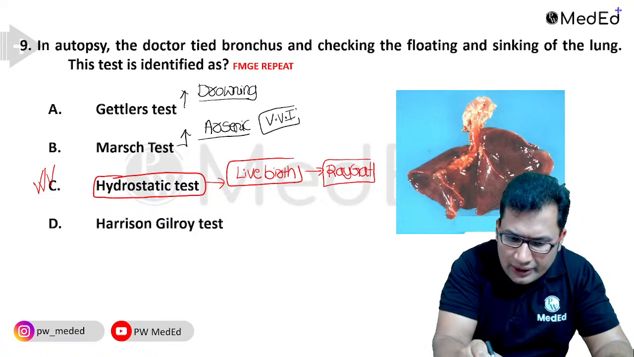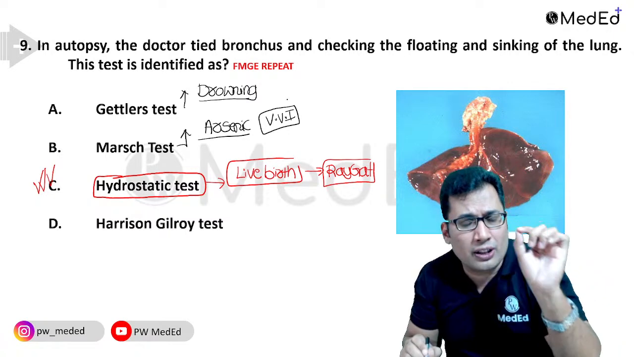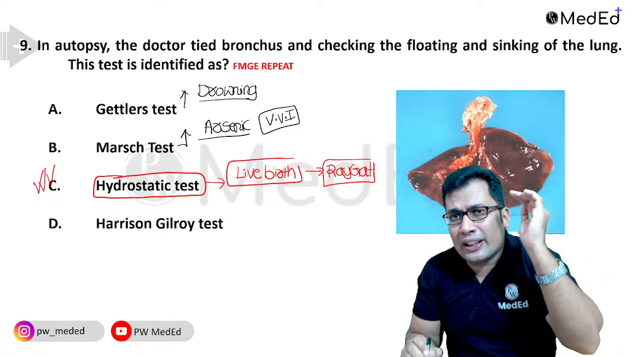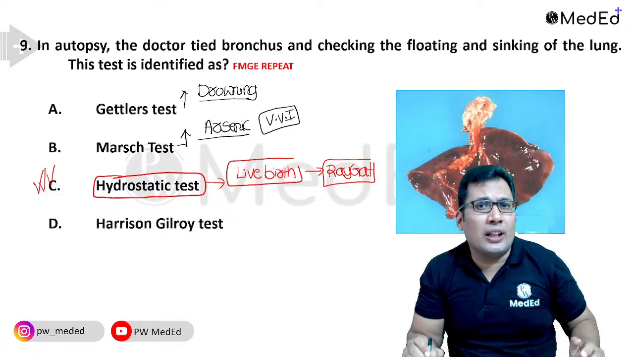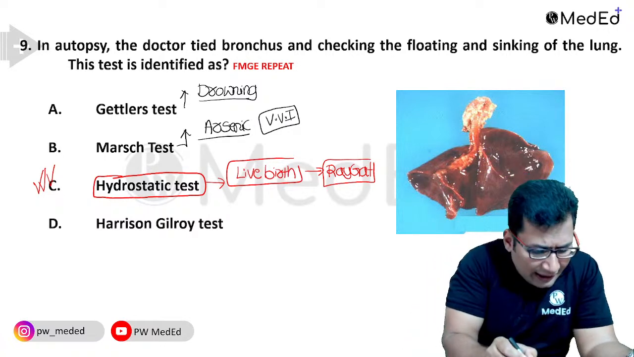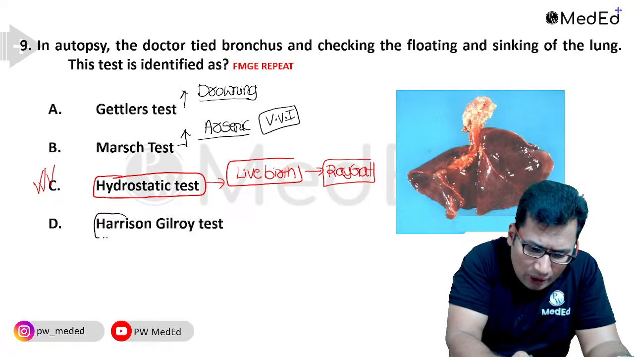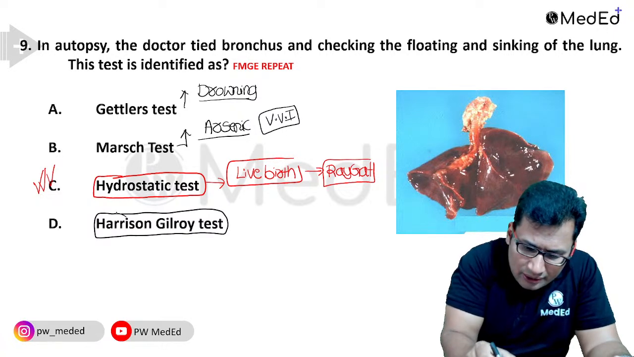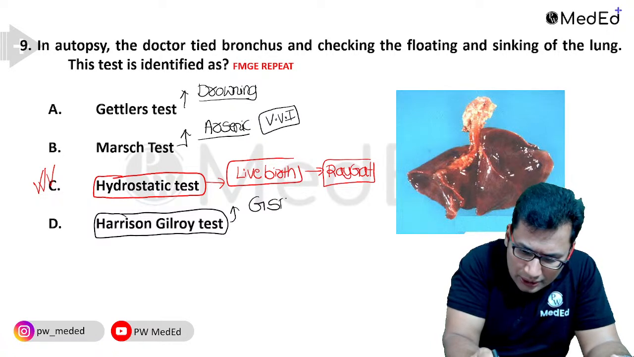From heavy metal poisons, you will get at least one or two questions, like arsenic, lead, mercury, copper, and others. Harrison-Gilroy test: it is the test for gunshot residues, GSR.